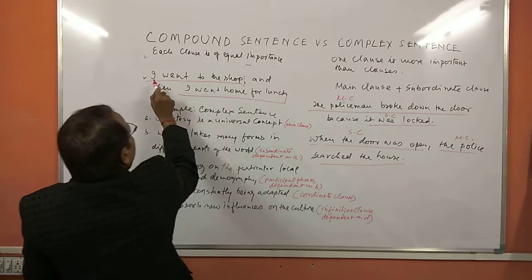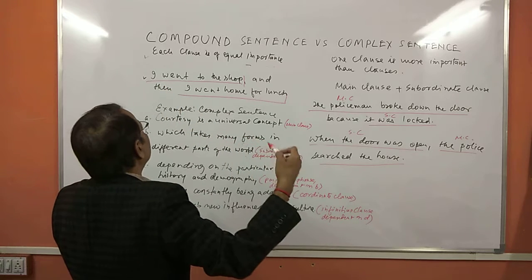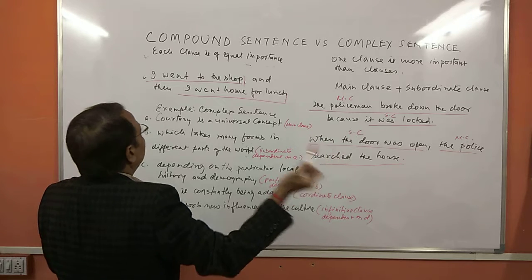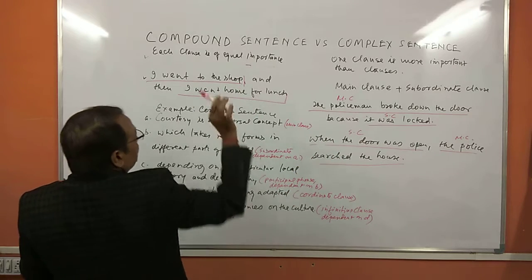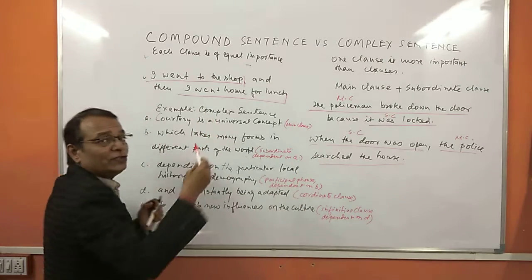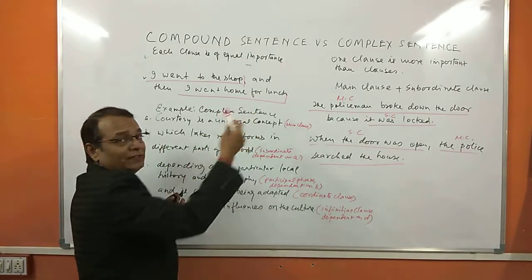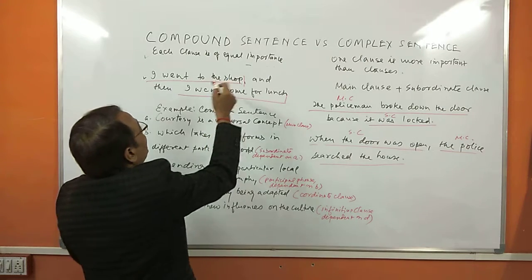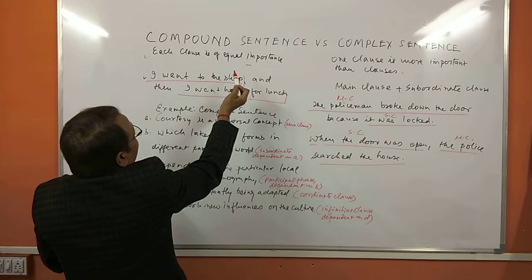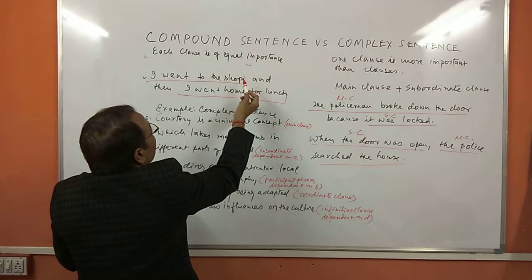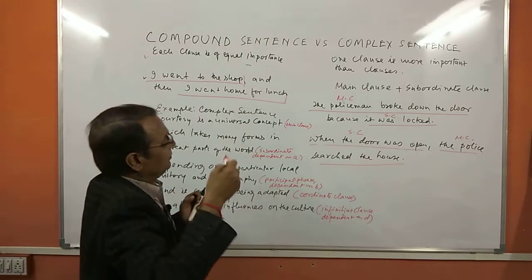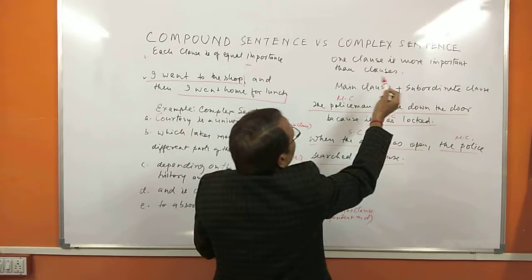Here, if you speak these sentences separately, there will be no difference in the meaning. I went to the shop, full stop, that means one sentence is over, and then I went home for lunch, another sentence. This shows both these clauses are of equal importance, and because of this simplicity, this is called a compound sentence. Now let me move to the complex sentence.